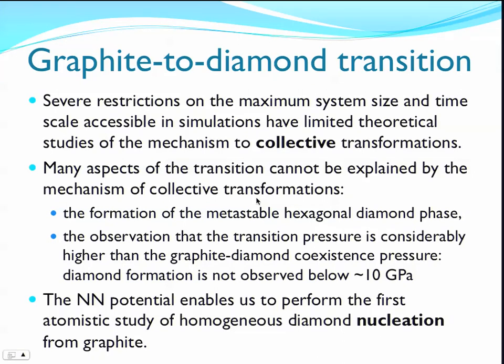So that's why it's not surprising that many aspects of the transition cannot be explained by the mechanism of collective transformation. Today I'm going to focus only on this second point, that it's been observed that the transition pressure for obtaining diamond is considerably higher than the graphite-diamond coexistence pressure. Diamond formation is not observed below 10 gigapascal. And the neural network potential enables us to perform the first atomistic study of homogeneous diamond nucleation from graphite.